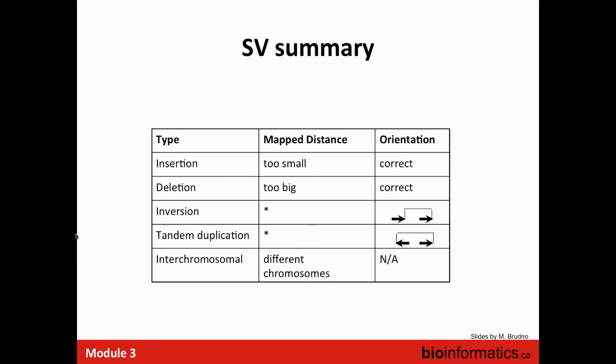So this is just a summary of the different evidence for these structural variation types. For an insertion, the map distance is too small, but the orientation is correct. For deletion, the map distance is too big, but the orientation is correct. And then for inversions and tandem duplications, we either have pairs mapping in the same direction or away from each other. A type of structural variation I didn't mention is interchromosomal rearrangements. And here we'll have pairs that map to different chromosomes, and they can have any type of orientation.